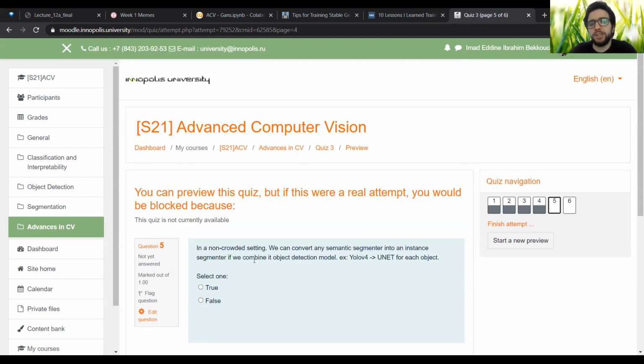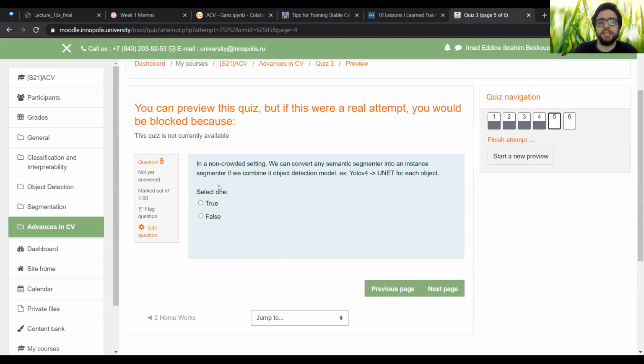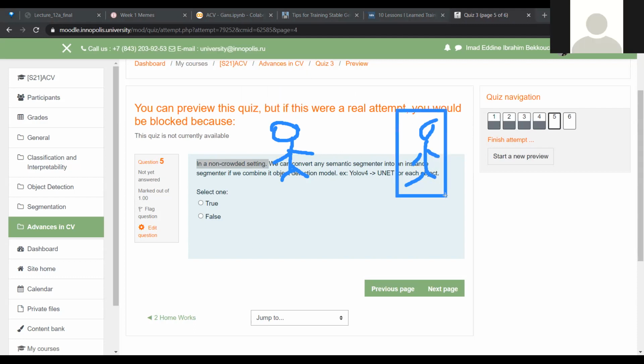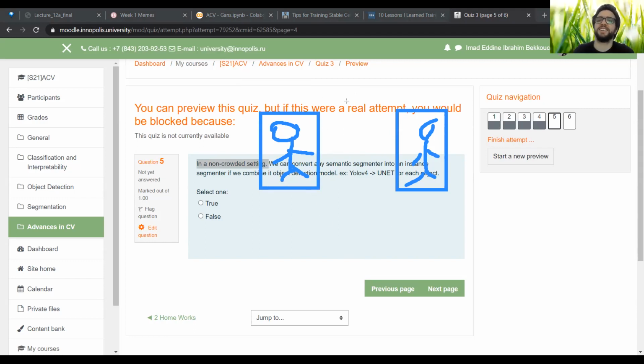In a non-crowded setting, this one requires a little bit of thinking. This is the only one that requires something. In a non-crowded setting, meaning you have the objects in the image not crowded together, right? You can convert any semantic segmenter into an instance segmenter by combining it with an object detector. Meaning we do the following. First, we make separate bounding boxes for objects. And then inside these boxes, we do the segmentation. And because we have a non-crowded case, the segmentation will be pretty accurate. Exactly, that's the correct answer.